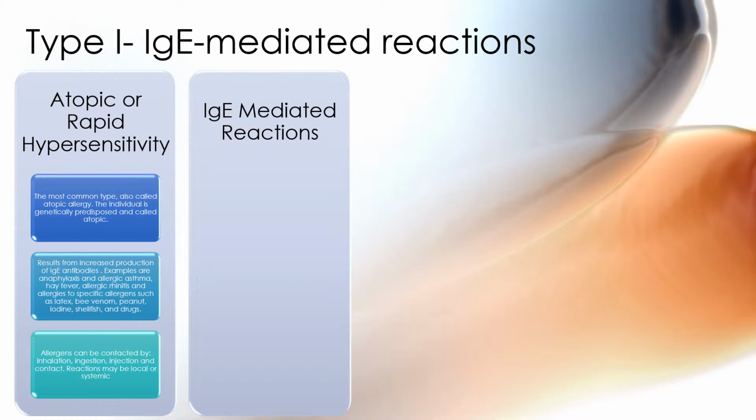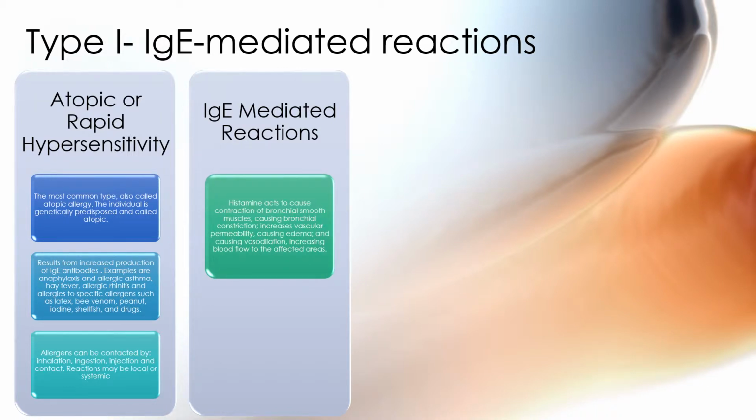Immunoglobulin E mediated reactions. The process involves histamine acting to cause contraction of the bronchial smooth muscles, causing bronchial constriction, increasing the vascular permeability, causing edema, and causing vasodilation, increasing the blood flow to the affected areas. Manifestations of type 1 reactions are largely attributed to the effects of histamine.